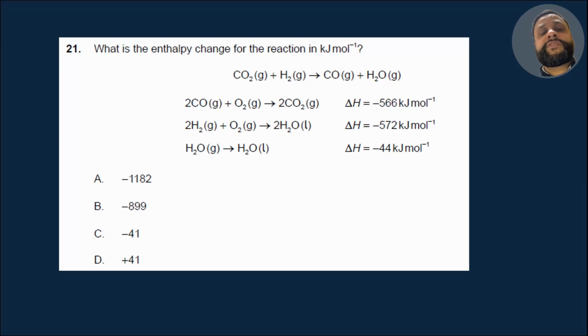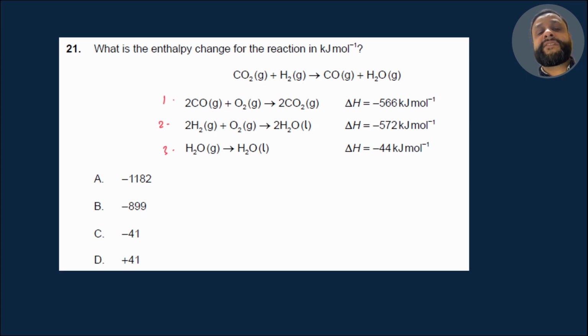What is the enthalpy change for the reaction in kilojoule per mole? Carbon dioxide gaseous plus hydrogen gaseous forms carbon monoxide gaseous plus water as a gas. So we have been given three equations. Let's label these equations as 1, 2, and 3. So we need to add these three equations to have the overall equation.